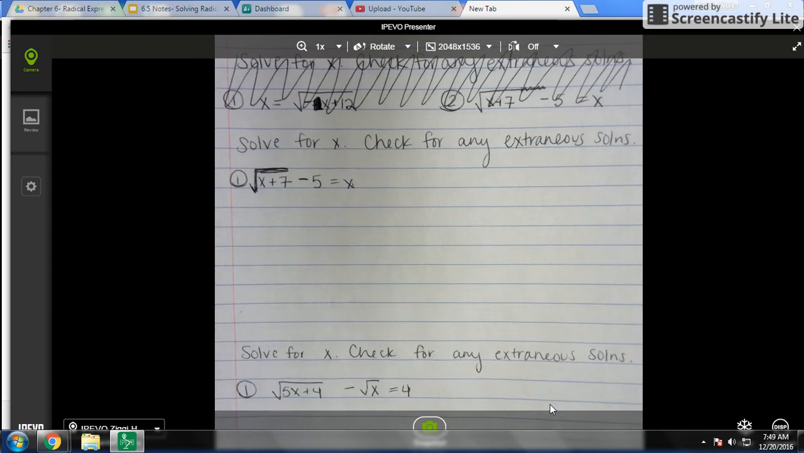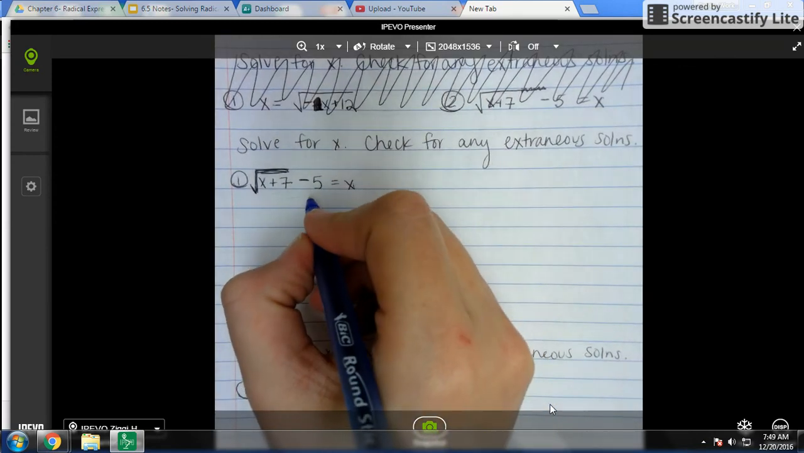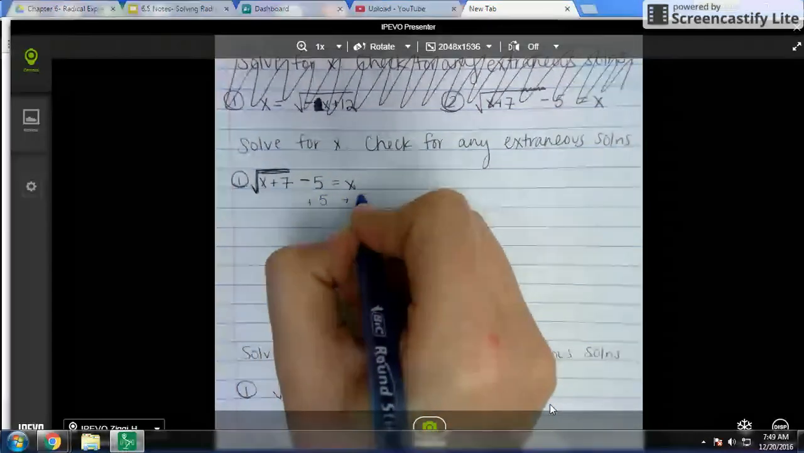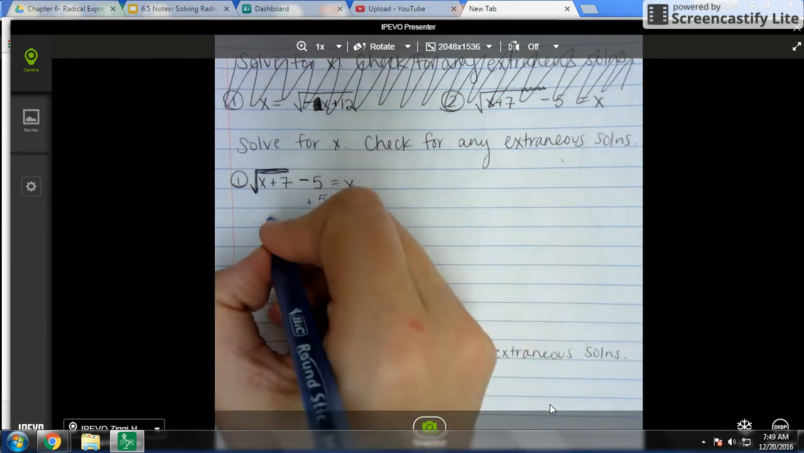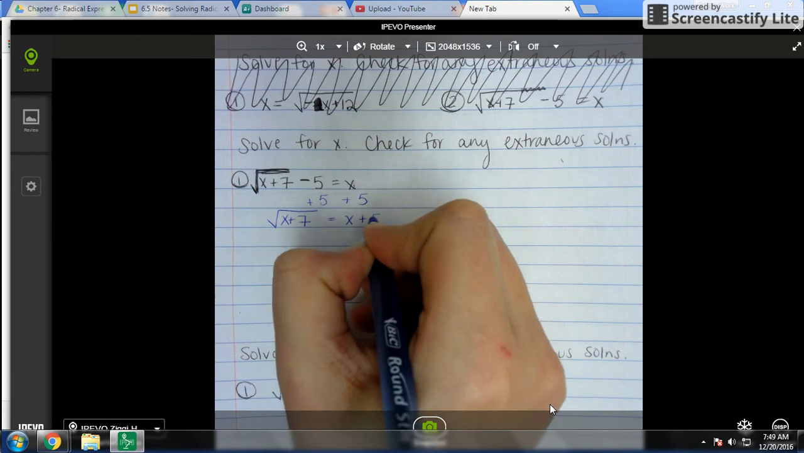Okay, so here we're going to solve for x and check for any extraneous solutions. So here we need to get the radical by itself, so add 5. And then we have the square root of x plus 7 equals x minus 5.